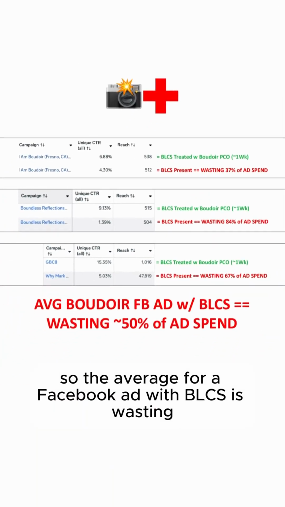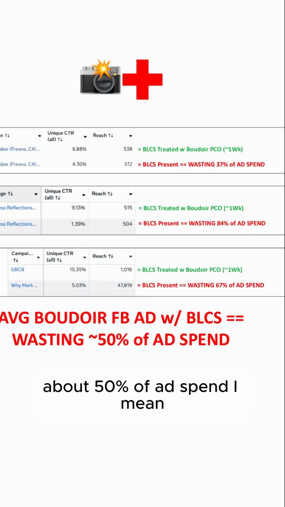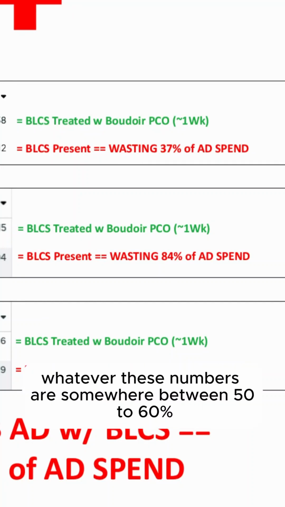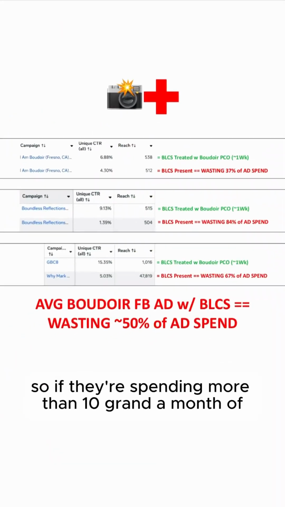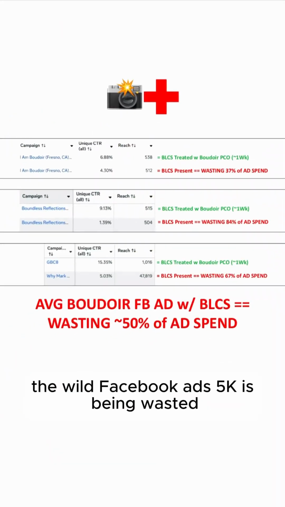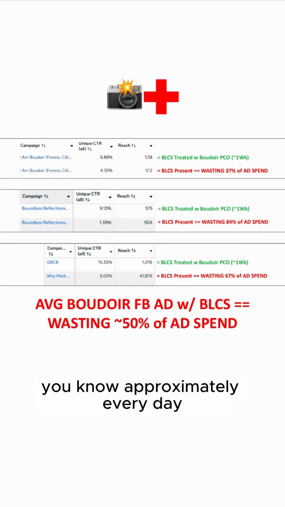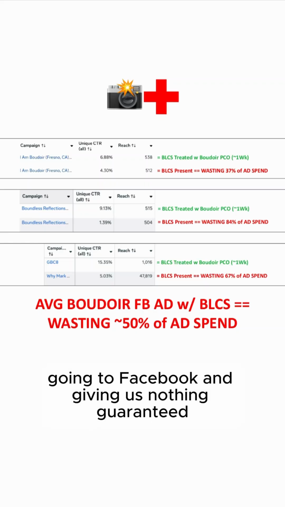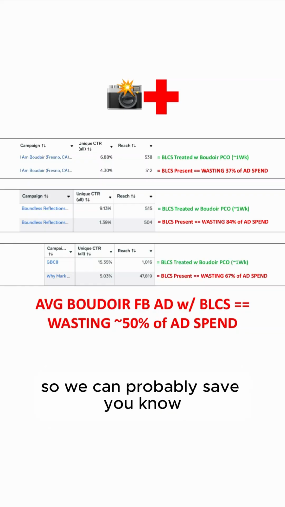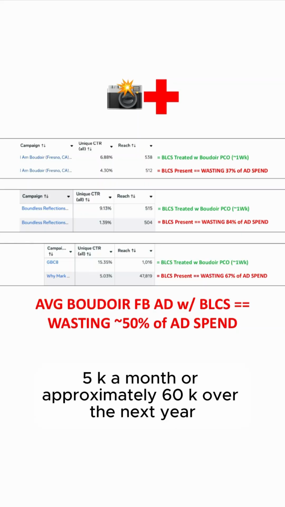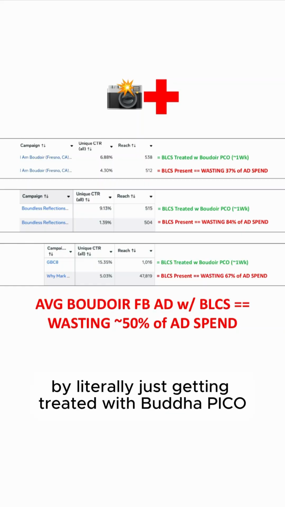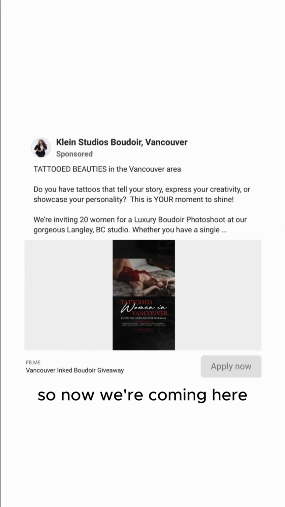So the average Boudoir Facebook ad with BLCS is wasting about 50% of ad spend. I mean, look at these numbers, wasting 37%, wasting 84%, wasting 67%. So the average here, whatever these numbers are, somewhere between 50 to 60%. So if they're spending more than 10 grand a month with Boudoir Facebook ads, 5K is being wasted, approximately every day, every month, every year, going to Facebook, literally going to Facebook and giving us nothing, guaranteed. So we can probably save 5K a month or approximately 60K over the next year without needing to... by literally just getting.